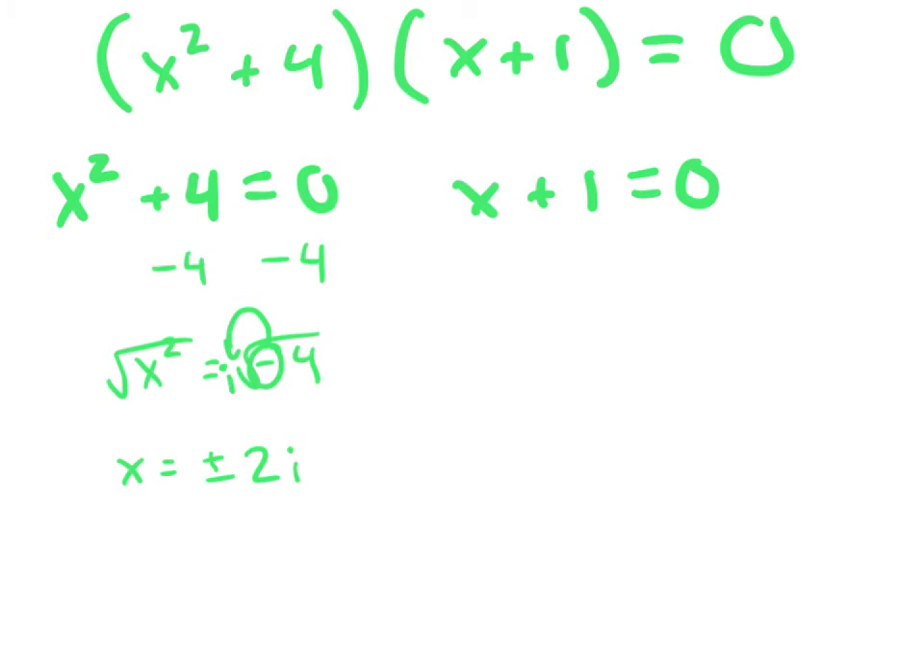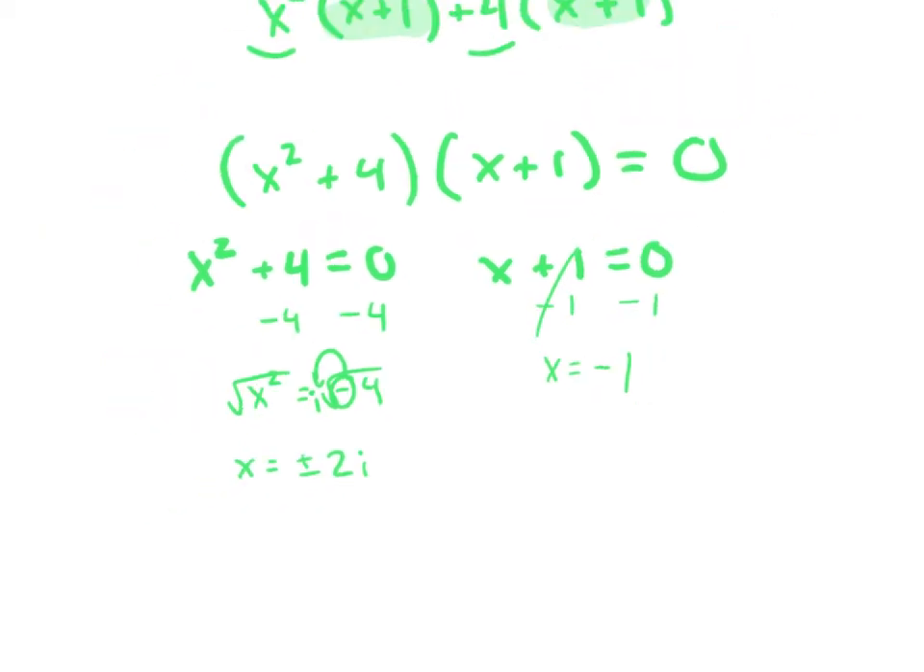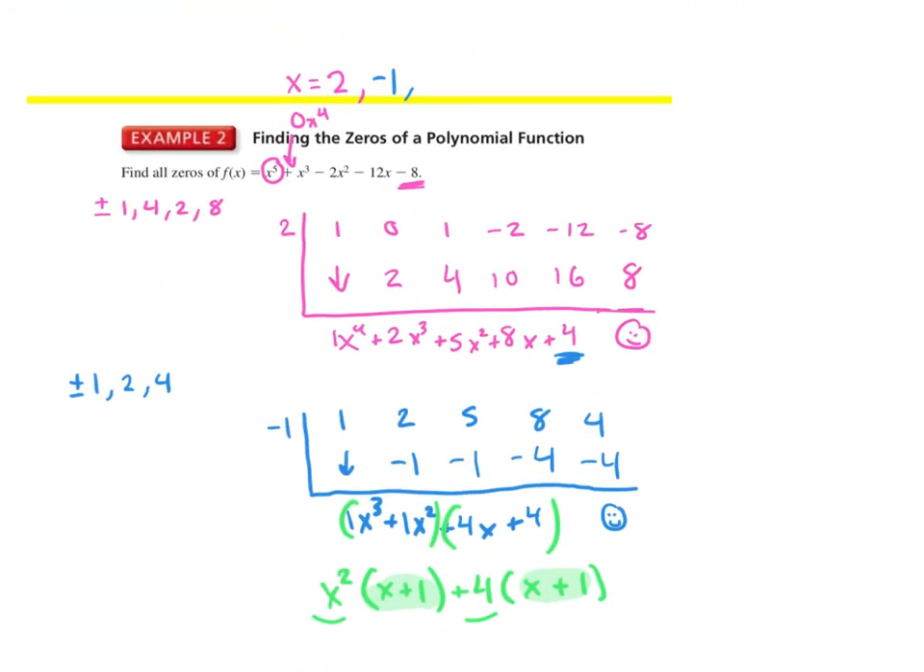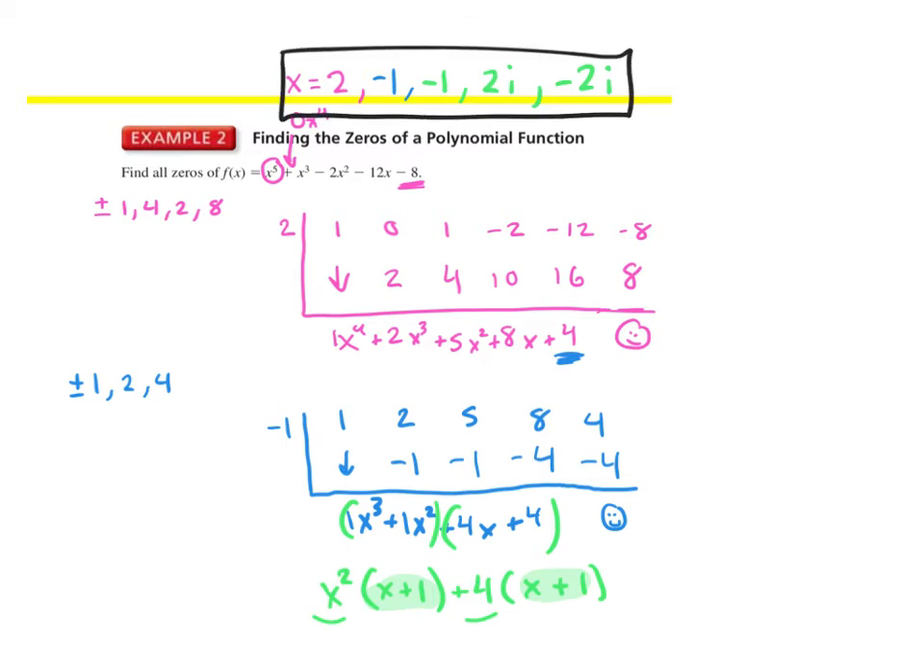How do we solve the next one? Subtract 1 on both sides, so x is equal to what? -1. All right, so let's add our 3 solutions up to the top. So we had -1, positive 2i, and negative 2i. How many solutions do we have? 5. So we know we did it right. Got our 5 solutions.